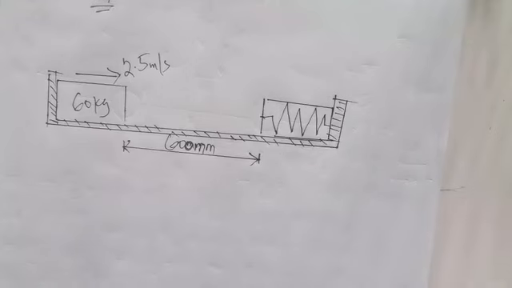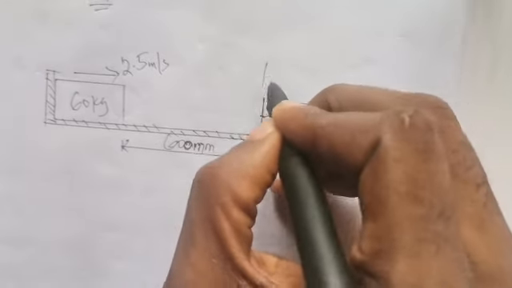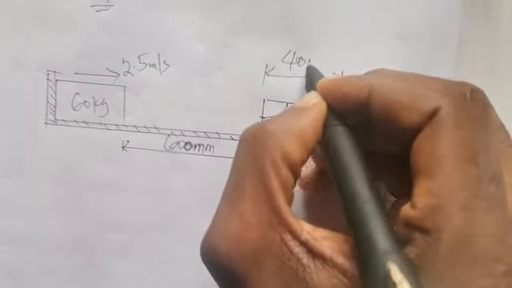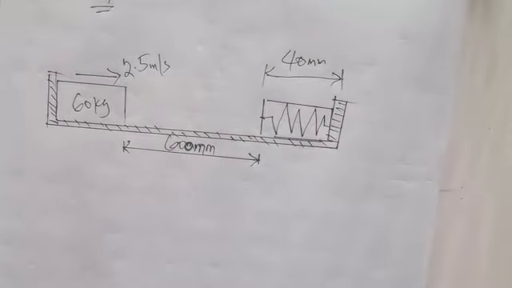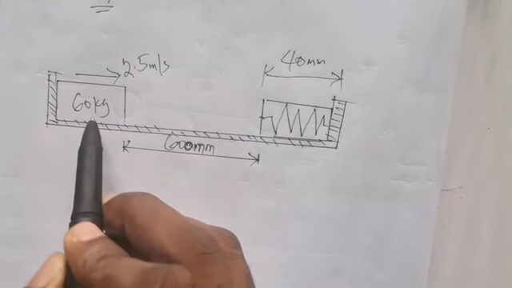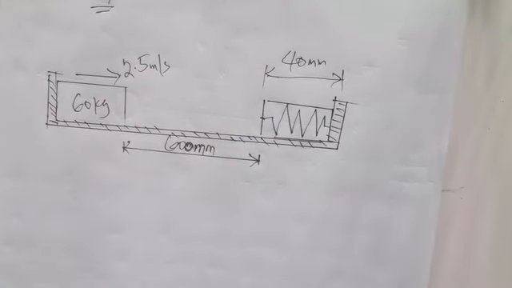We have a spring, and from the question they said the maximum deflection of this spring is 40 millimeters. So maximum deflection of the spring was given simply as 40 millimeter. So let's pull out all the parameters given to us. Of course, we are given this package has a mass of 60 kg and it is moving with a speed of 2.5 meters per second.